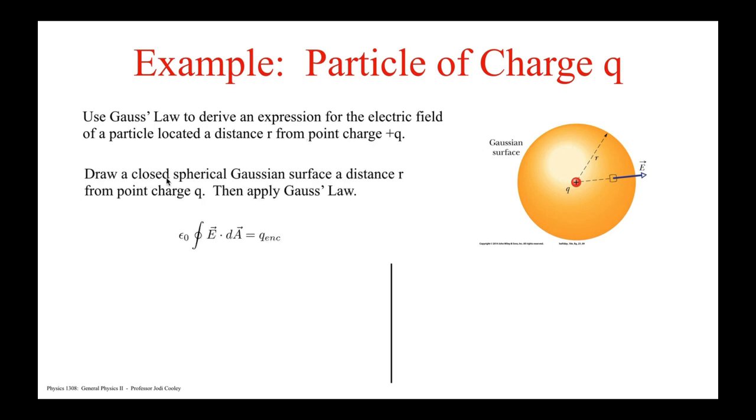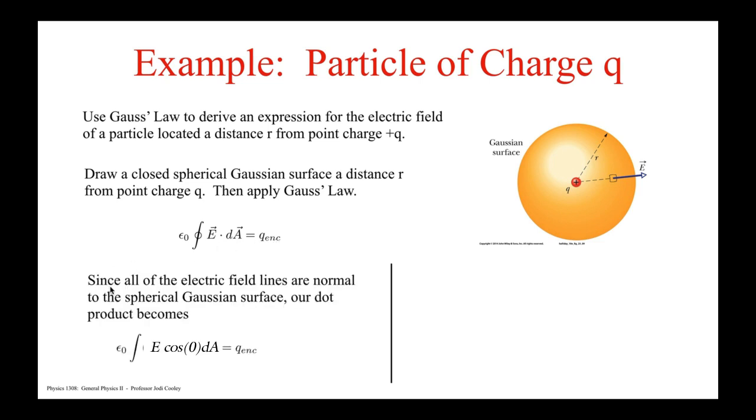First, let's draw a closed spherical Gaussian surface a distance r from point charge q. Then we need to apply Gauss's law. So epsilon naught times the integral E dot dA equals Q enclosed. Since all of the electric field lines are normal to the spherical Gaussian surface, our dot product becomes epsilon naught times the integral E cosine 0 dA equals Q enclosed.